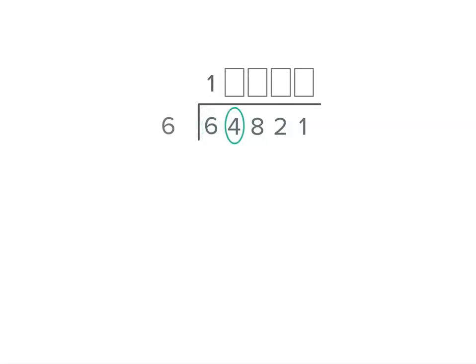But when we get to the thousands, we've only got 4, so we actually can't share those, but what we'll do is rename them to 40 of the hundreds. Now we have to put a 0 in that thousands place as a placeholder. Now the 4 thousands is 40 hundreds, and now we've got 48 hundreds. Well, 6 eights are 48, so 48 divided by 6 must be 8. So that means we've got an 8 in the hundreds place.